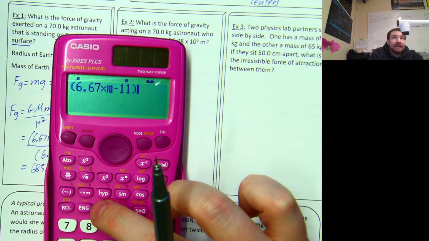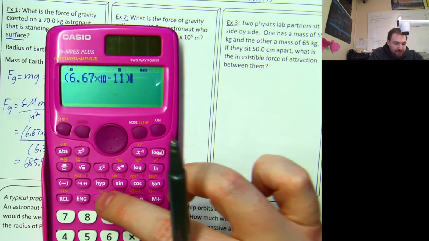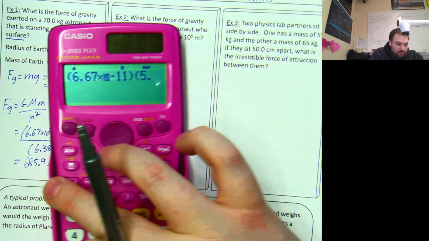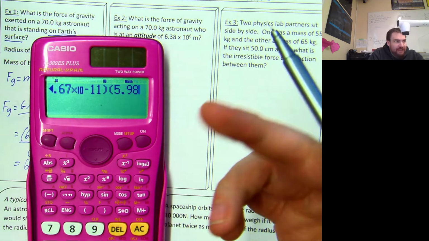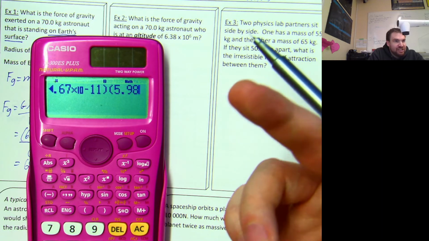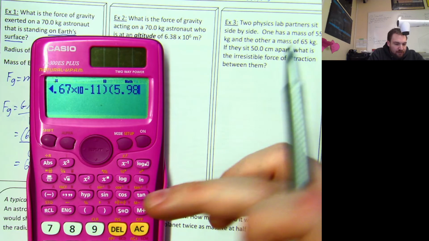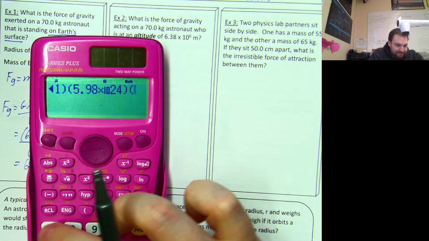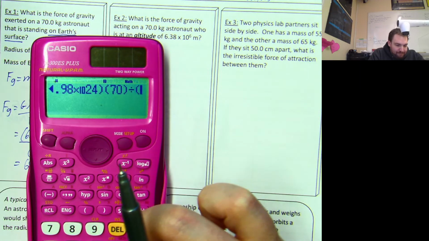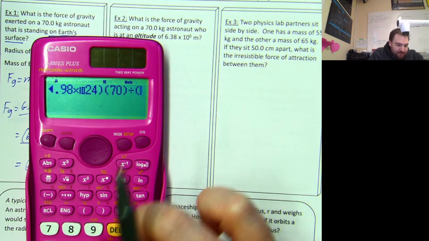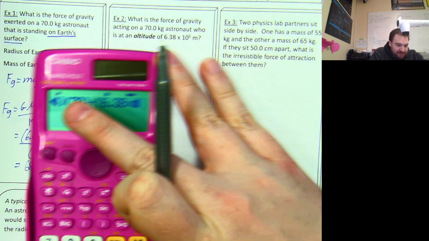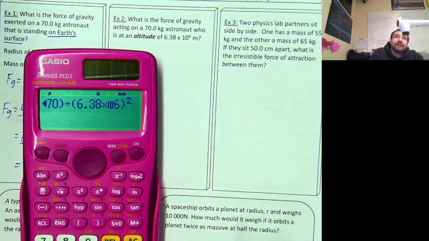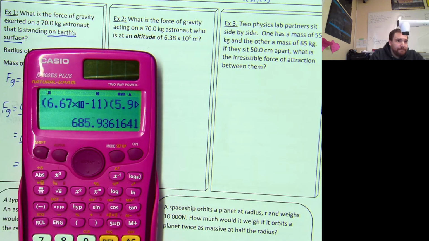Make sure we know how to use a calculator. Bracket 6.67 times 10 to the negative 11. Then I had to close the bracket. You hit a completely different button than I did. Well, we have a completely different calculator. Yours is pink, mine is black. 6.38 times 10 to the 6, and then you have to square that in the denominator. Now we're good. Okay.